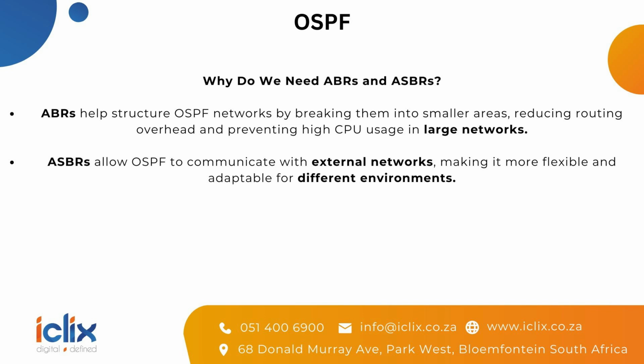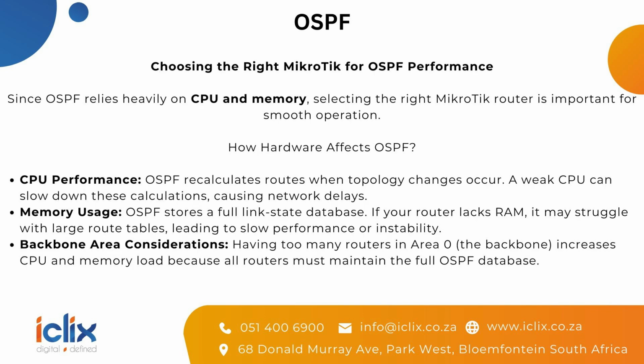Why do we need ABRs and ASBRs? ABRs help structure OSPF networks by breaking them into smaller areas, reducing routing overhead and preventing high CPU usage in large networks. ASBRs allow OSPF to communicate with external networks, making it more flexible and adaptable for different environments. Choosing the right Mikrotik for OSPF performance. Since OSPF relies heavily on CPU and memory, selecting the right Mikrotik router is important for smooth operation.